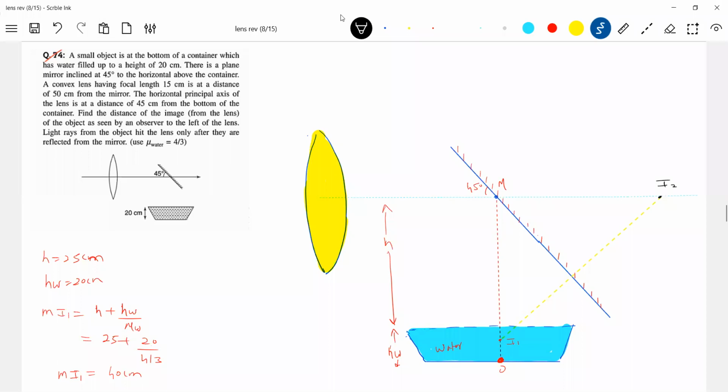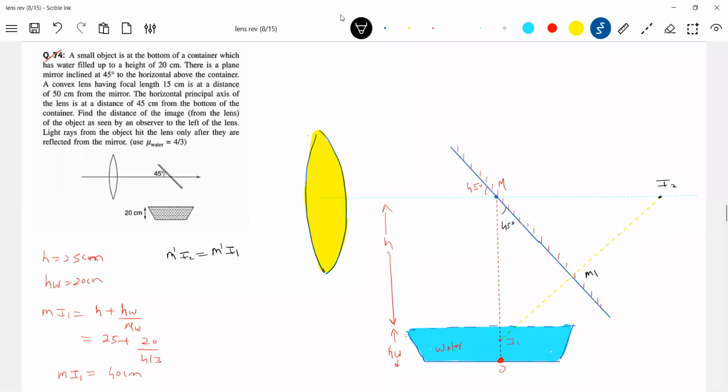Sir, why on the axis only? Why can't it be at any other point? So this is M dash, you take it. So M dash I1 should be called M dash I2. Object distance should be called image distance. It must be. And this angle is how much, we know, 45 degrees. And object distance should be equal to M dash I.